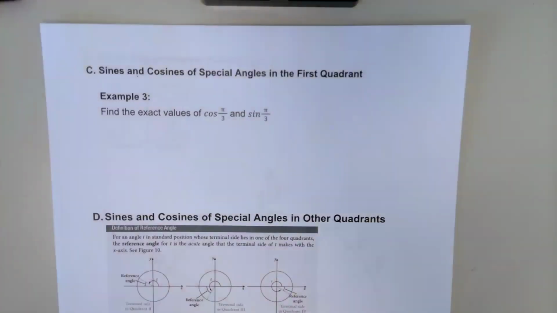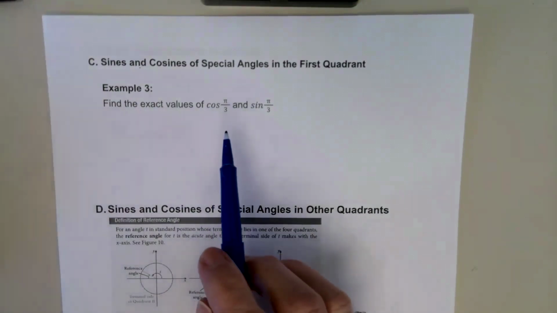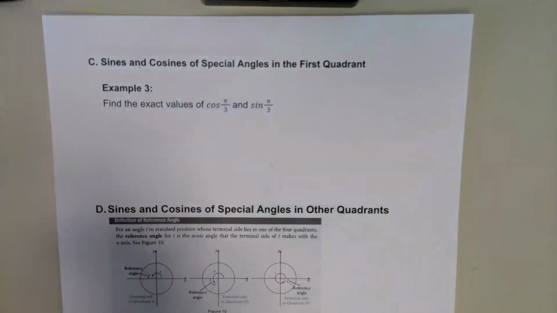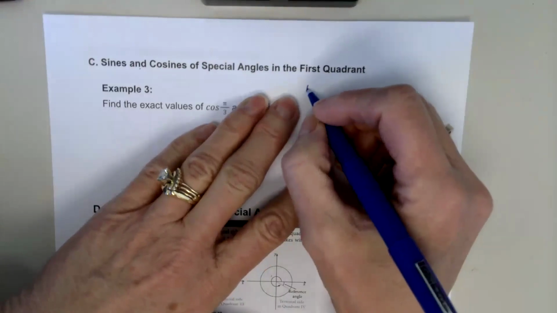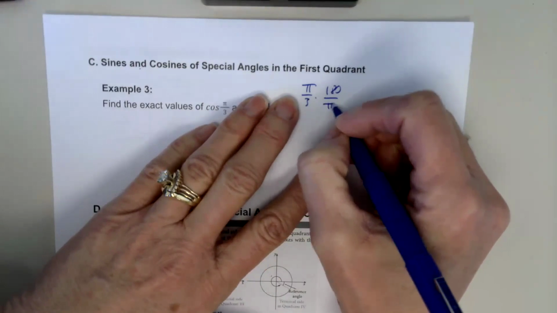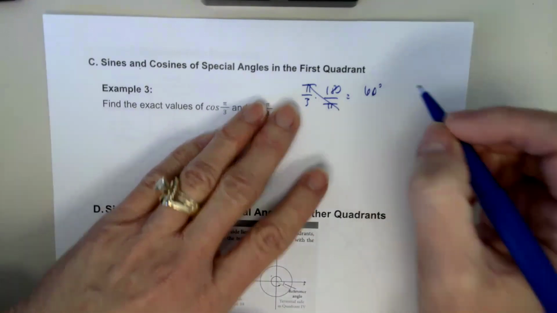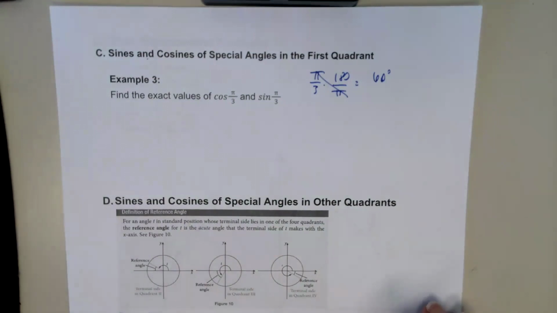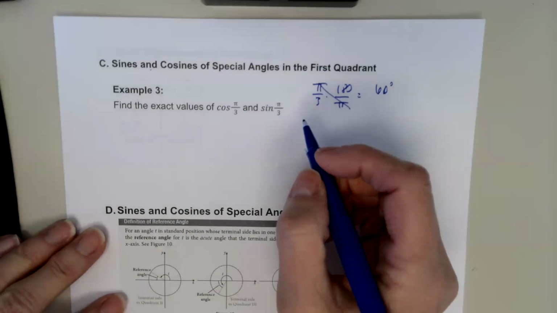Then it says find the exact value of cosine at pi over 3 and sine at pi over 3. Okay. Pi over 3, if we multiply by 180 over pi, we get 60 degrees. So we are going to find the exact values at 60 degrees.